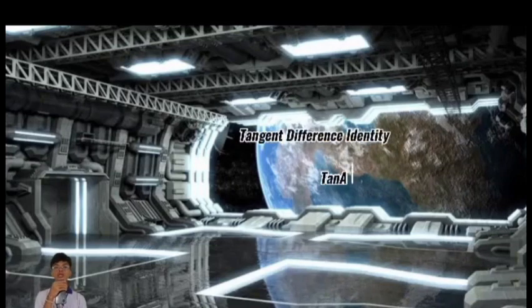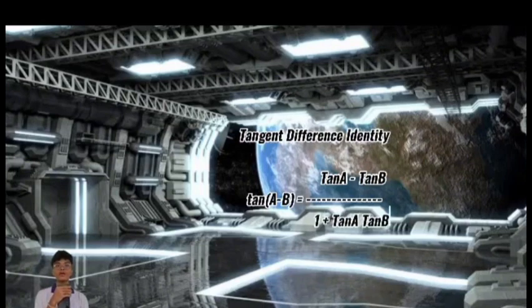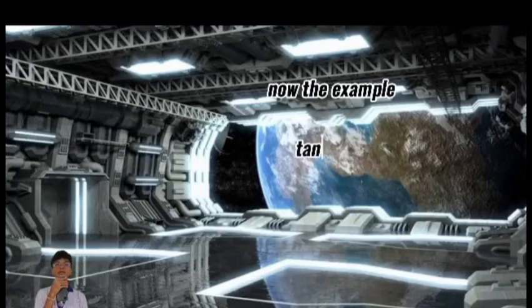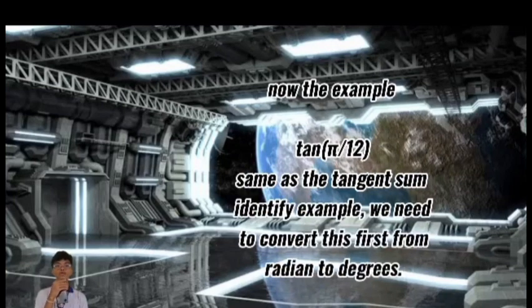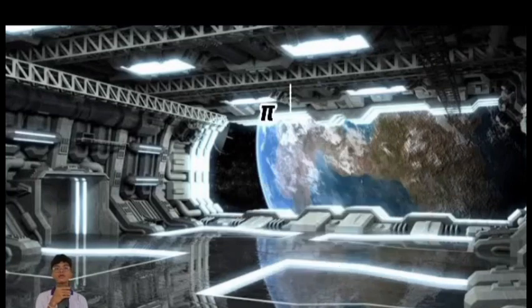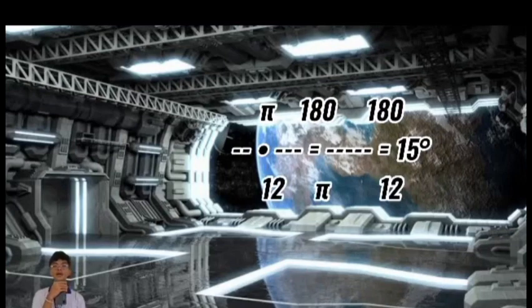Tangent difference identity. Tangent of A minus B equals tangent A minus tangent B over 1 plus tangent A tangent B. Now the example. Tangent pi over 12, same as the tangent sum identity example, we need to convert this first from radian to degrees. So pi over 12 times 180 over pi.